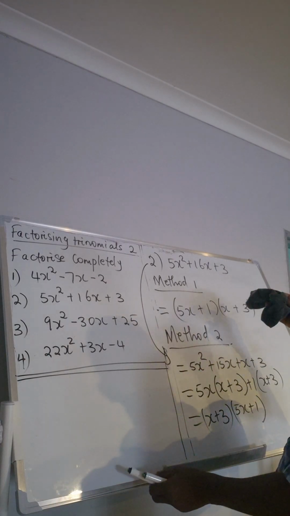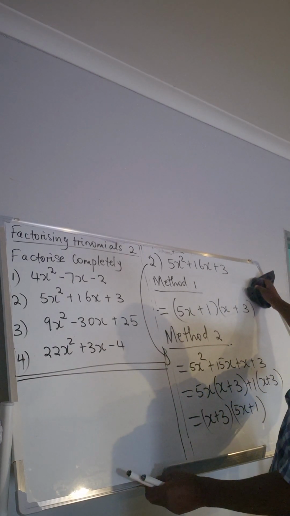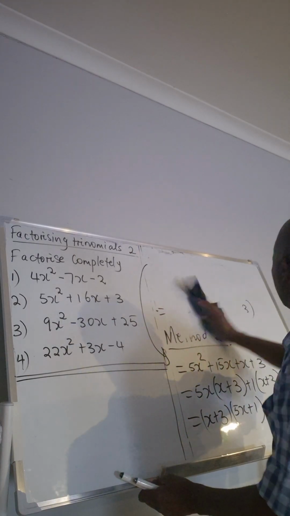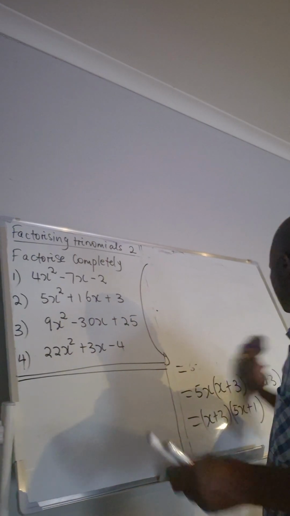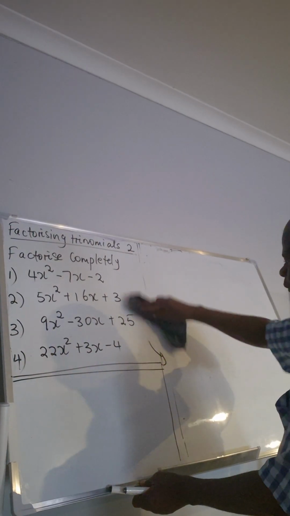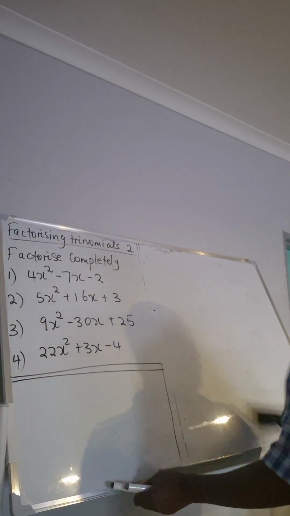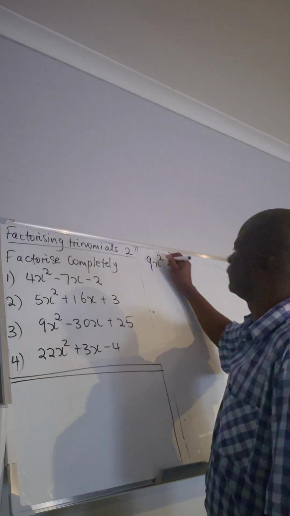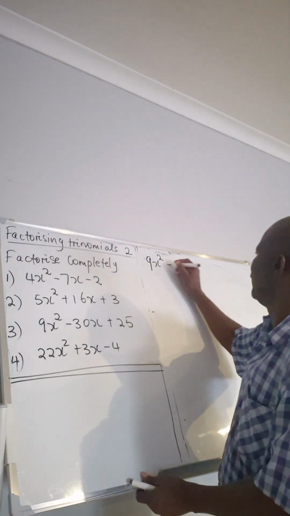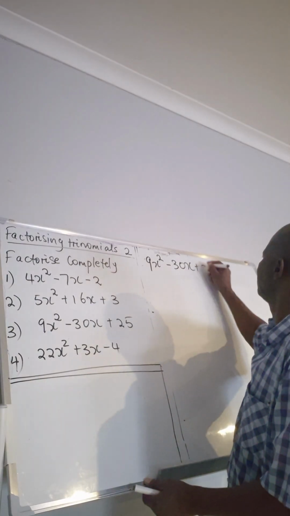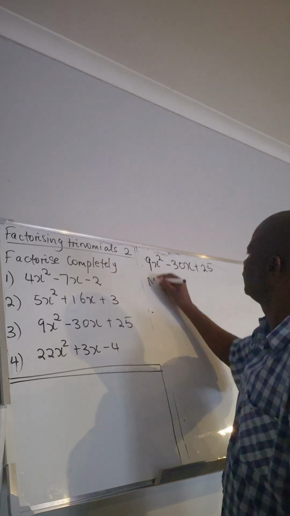Right, solution number 3. We have 9x squared minus 30x plus 25.